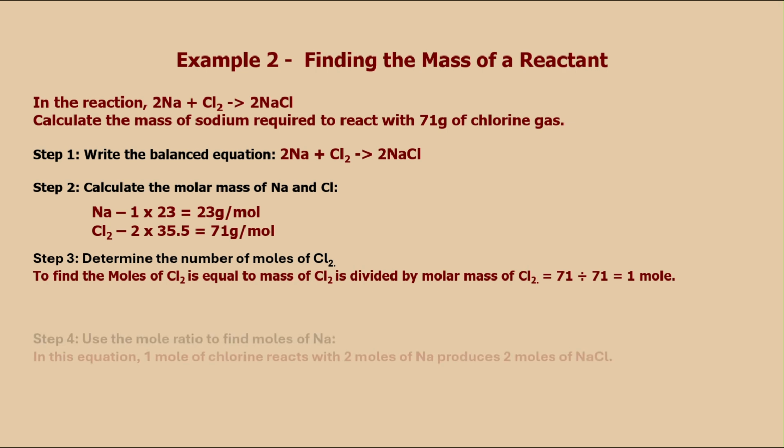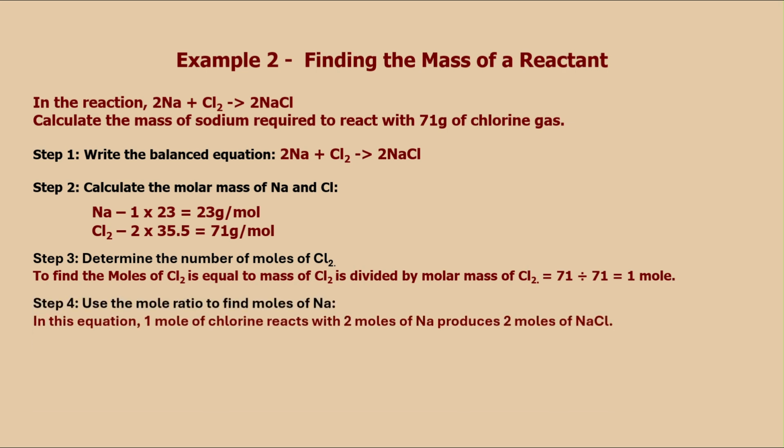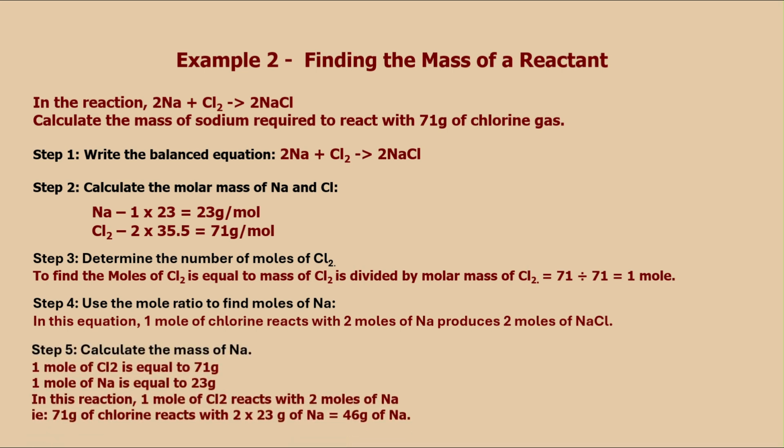Step 4. Use the mole ratio to find the moles of sodium, Na. In this equation, 1 mole of chlorine reacts with 2 moles of sodium producing 2 moles of sodium chloride, NaCl. Step 5. Calculate the mass of sodium. 1 mole of chlorine, Cl2, is equal to 71 grams. 1 mole of sodium is equal to 23 grams.